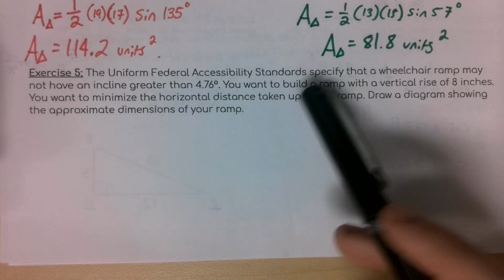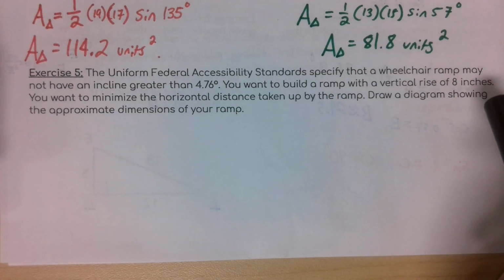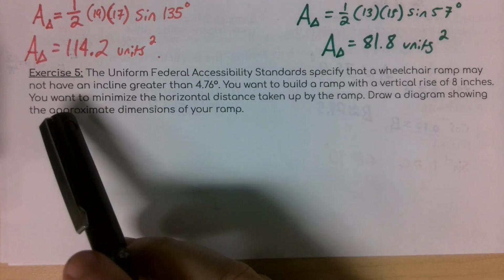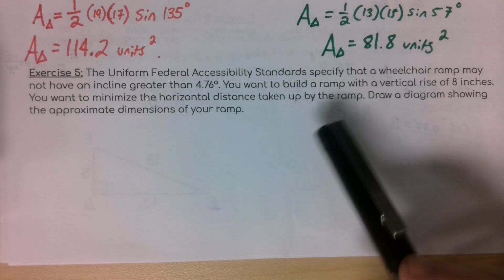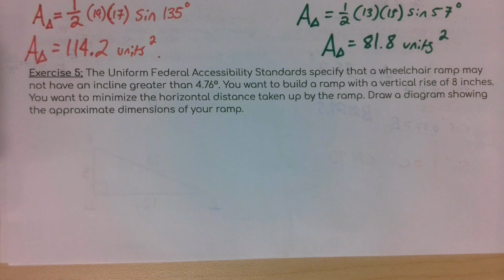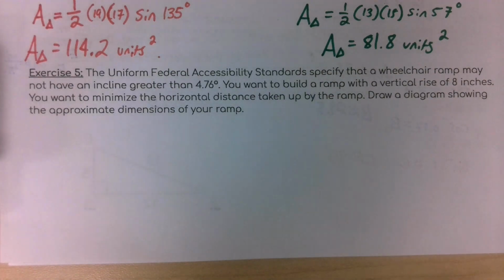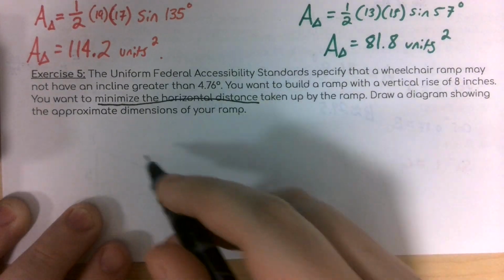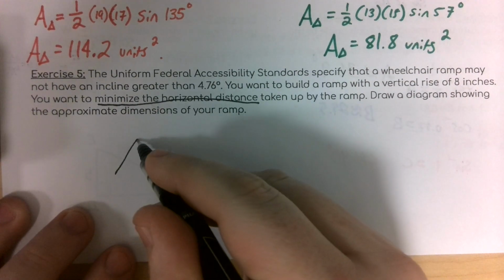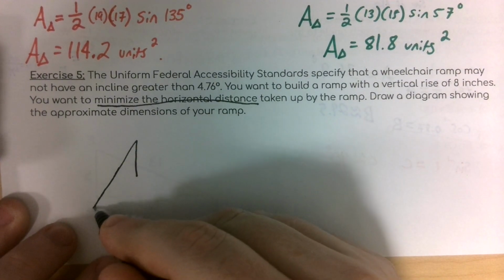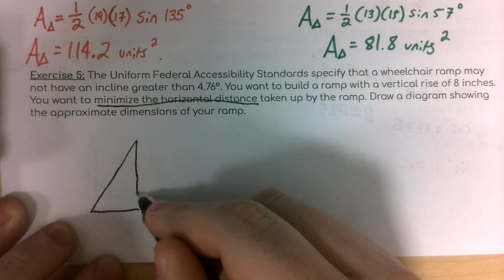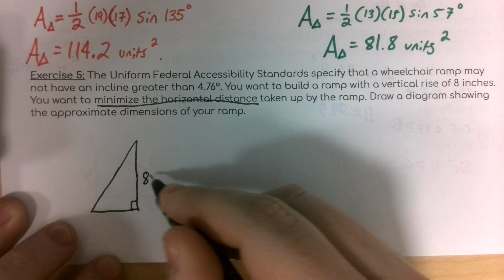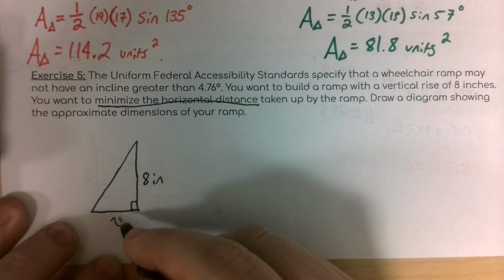We want to build a ramp with a vertical rise of 8 inches. And we want to make sure we're using the minimal horizontal distance taken up by the ramp. We should show a diagram showing the approximate dimensions of our ramp. Here's the thing, folks. If we want to minimize the horizontal distance, why can't we have a ramp that looks like this? A ramp that goes up the 8 inches that we wanted here, and there's x.